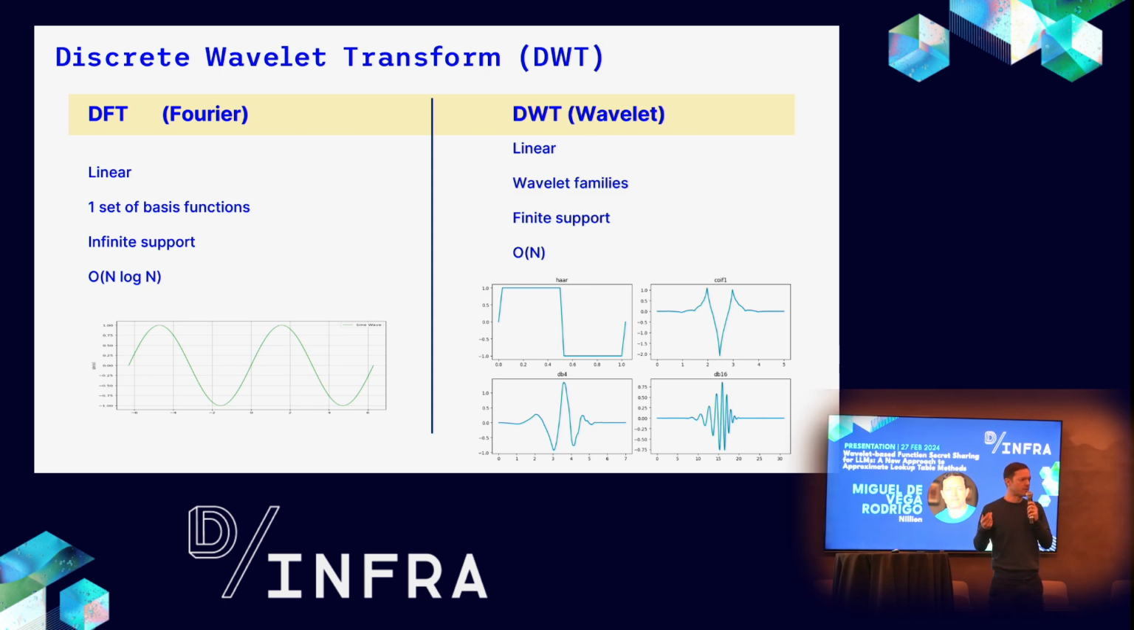It's a linear transformation, but there's a couple of differences. One is that you don't have just one set of basis functions. You may have several ones, which are called wavelet families. And also those basis functions have a finite support, meaning that they're non-zero in only a finite interval. And they're actually very efficient to compute, more efficient than the discrete Fourier transform.